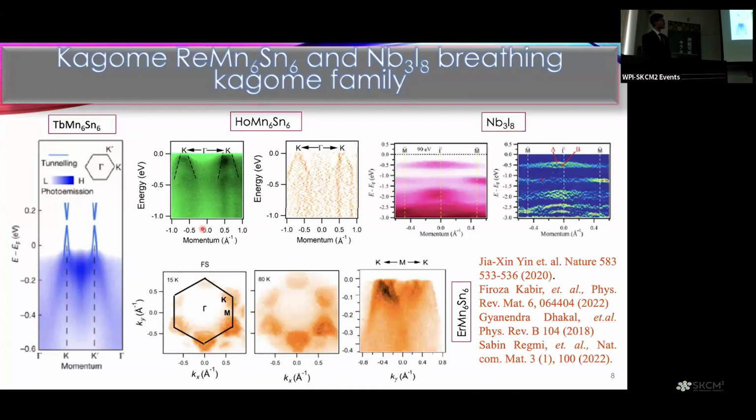We also did similar work on other families of materials like HoMn6Sn6 and ErMn6Sn6, where we found Dirac-like states at the K point. And we also did some work on these breathing Kagome lattices, where you do not have just one flat band, but multiple flat bands.